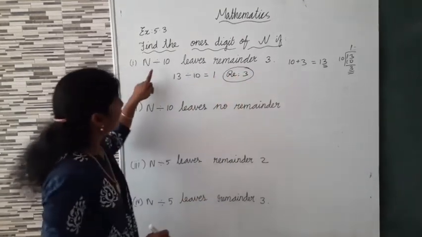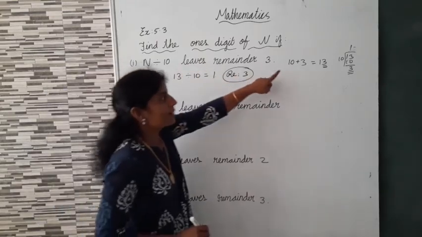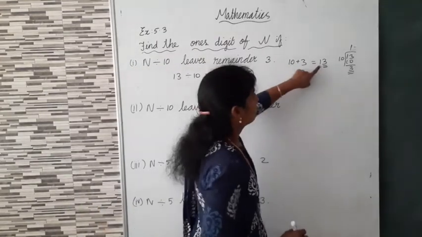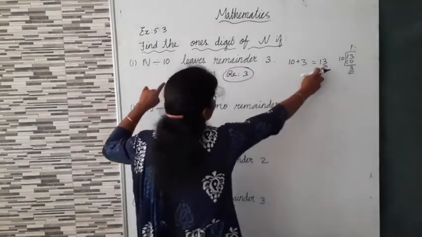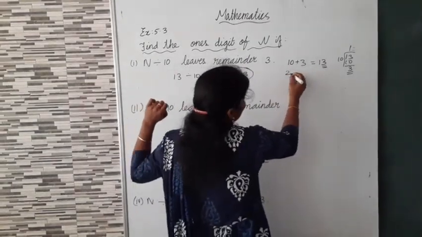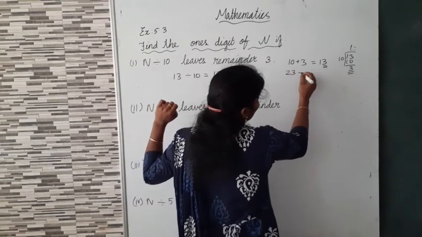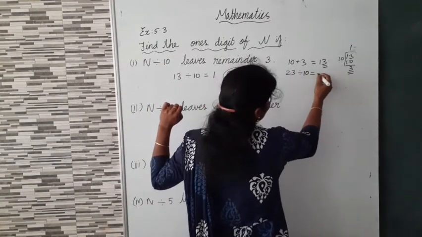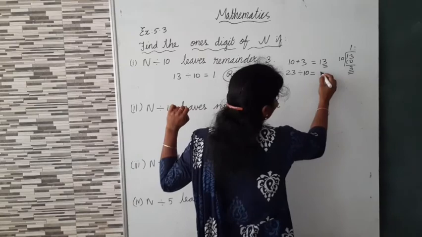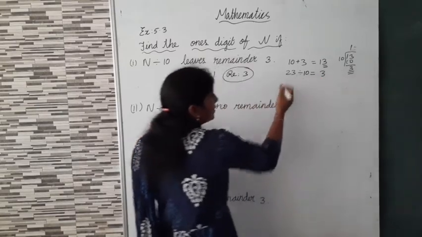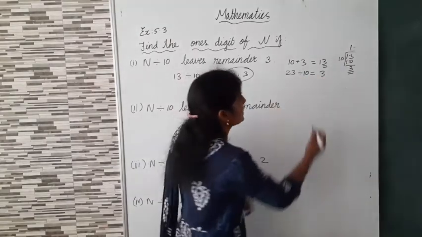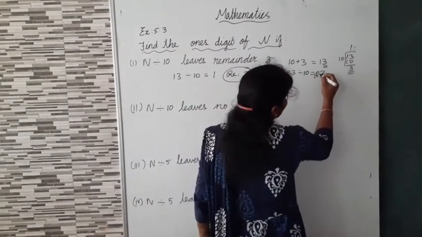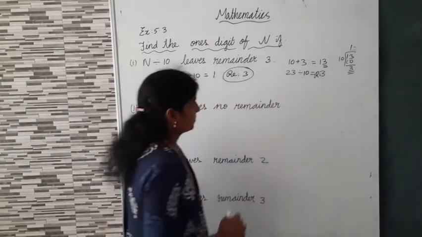Now listen here. 10 plus 3, 13. Okay. Now we can add this 13 plus 10, 23, isn't it? 23 divided by 10, what's the remainder? 3. Two tens are 20. Remainder 3, isn't it? Okay. The remainder is equal to 3.